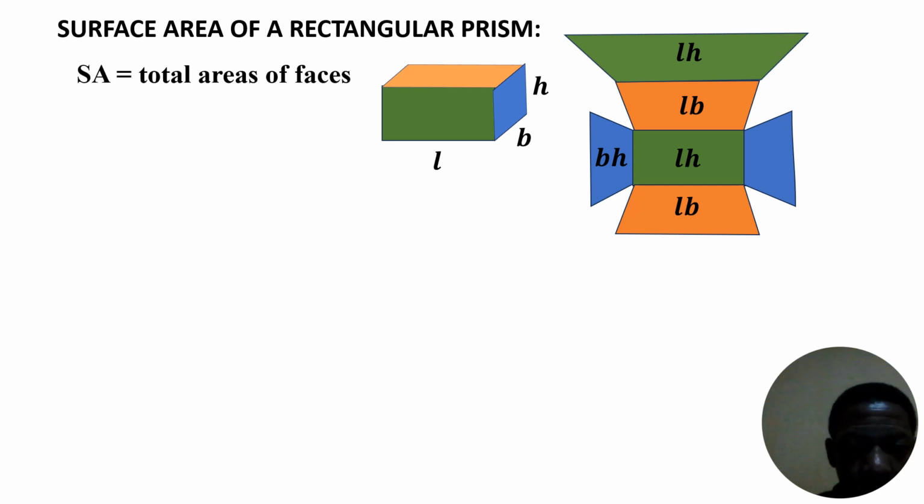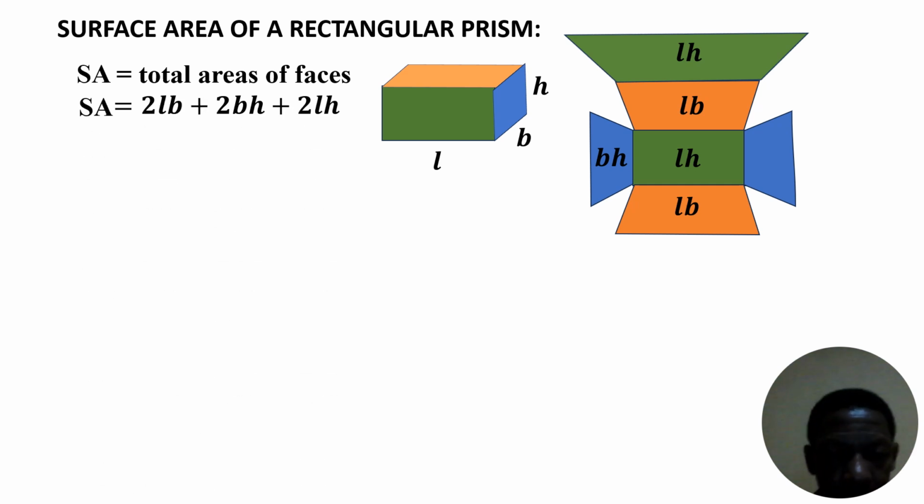Right, so now let's have a look at what we need to do when we calculate the surface area of a rectangular prism or a cuboid. We will start by having surface area being equals to total areas of faces. Total areas of faces, we are having 1, 2, 3, 4, 5, 6, of which three of them, each of them appear twice. Hence the formula, we are having the area of length times breadth. How many of them? 2.